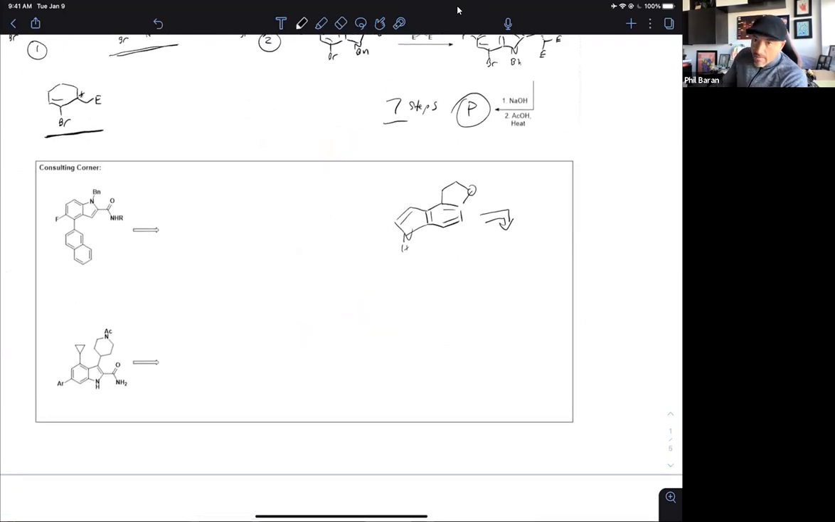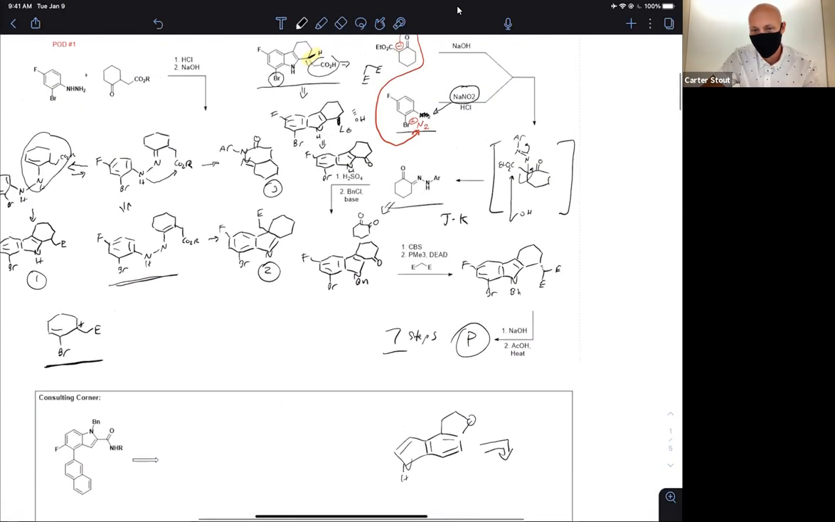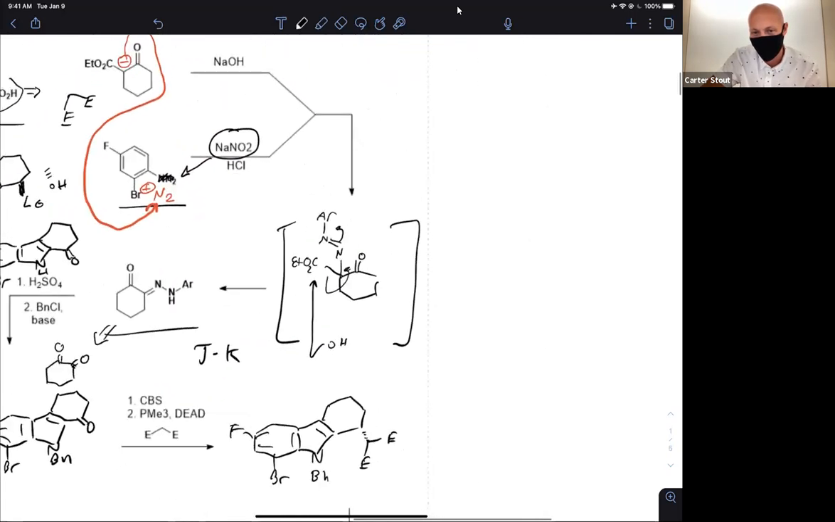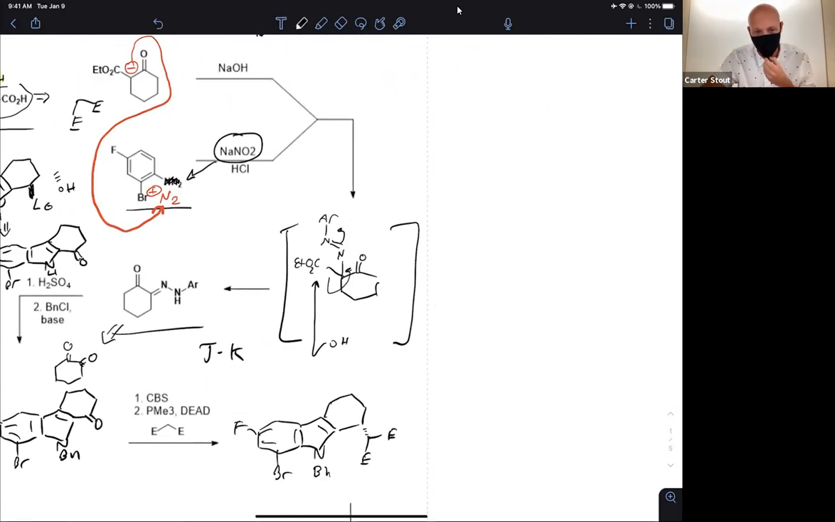Hey, Phil? Yes. Sorry. Back in the tetrahedral intermediate, I guess maybe more of a general question. Is there a way to control the regiochemistry of the release of the hydrazone?